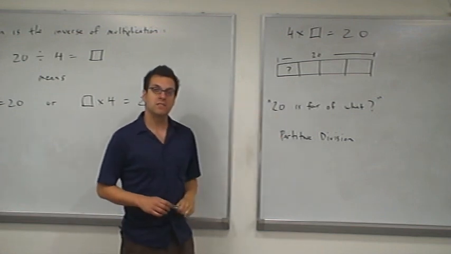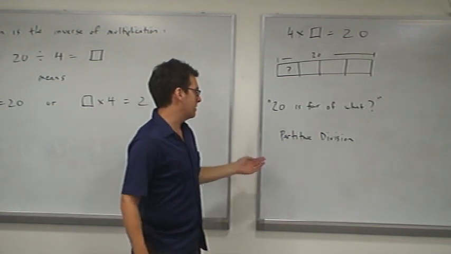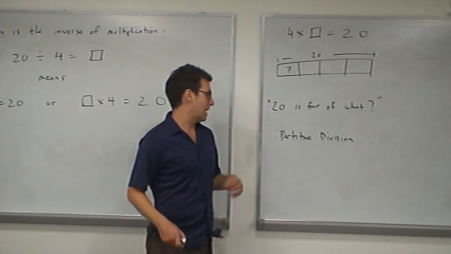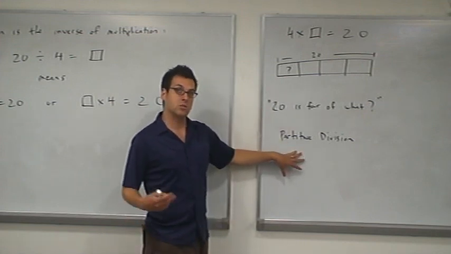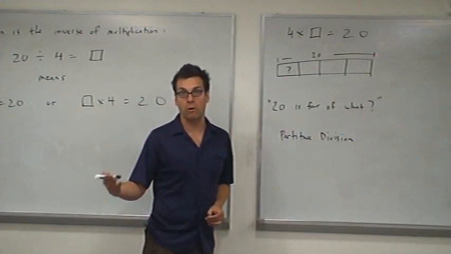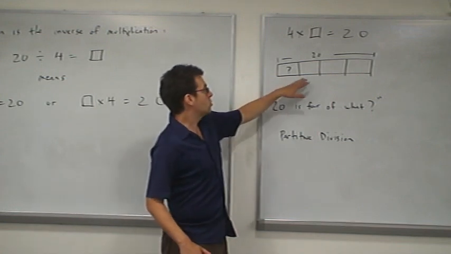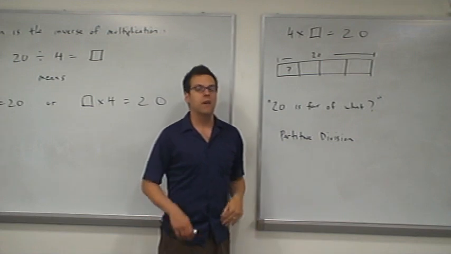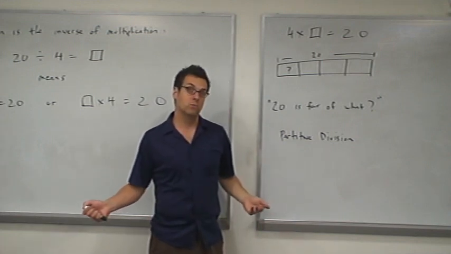This interpretation has a name, and it is called partitive division. An easy way to remember the interpretation is that partitive division is the interpretation in which we know the number of parts that make up the whole. In this case, 20 is the whole. We know that we're splitting 20 into 4 equal parts, and hence we call it partitive division.